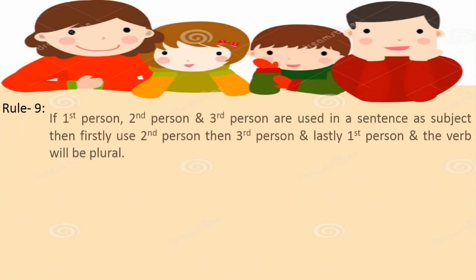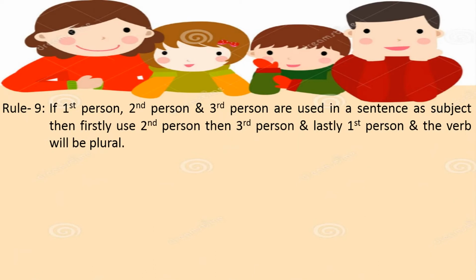Okay, so let's have another rule. This is a very interesting rule. If first person, second person and third person are used in a sentence as subjects, then firstly use the second person, then the third person, lastly the first person, and the verb will be plural. You have to remember 2, 3, 1. It will be a plural verb.